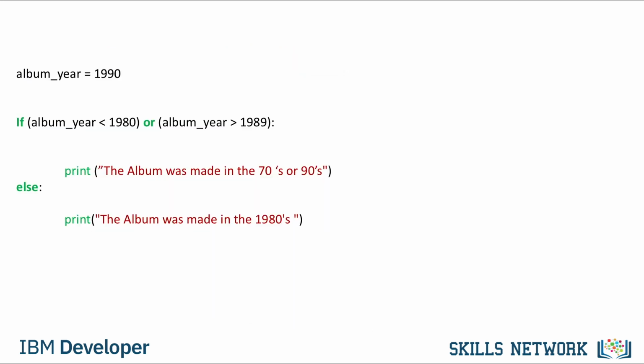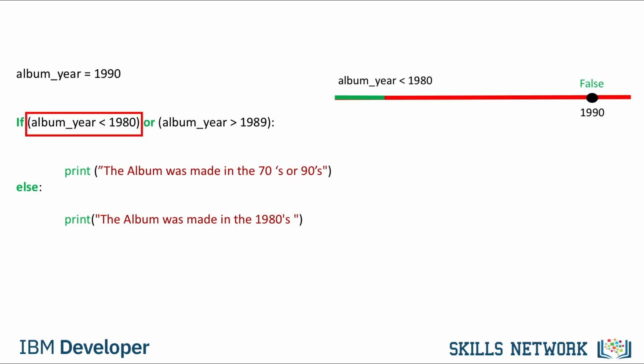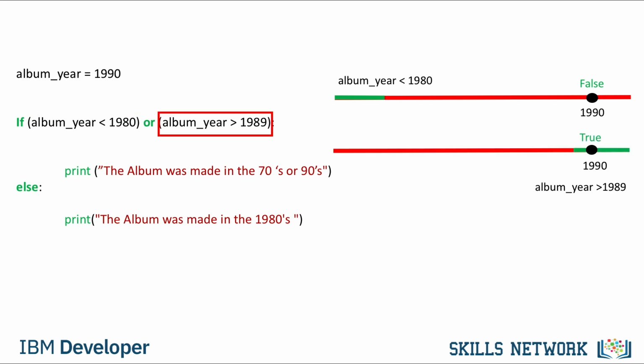The following lines of code will print out: this album was made in the 70s or 90s, if the variable album year does not fall in the 80s. Let's see what happens when we set the album year to 1990. The colored number line is green when the condition is true, and red when the condition is false. In this case, the condition is false. Examining the second condition, we see that 1990 is greater than 1989, so the condition is true.